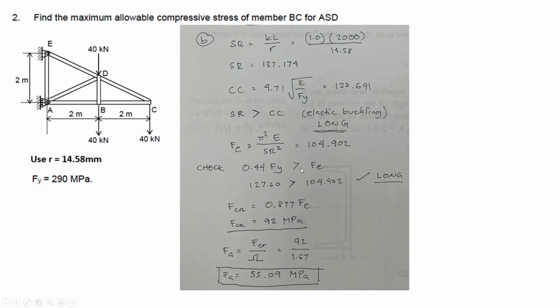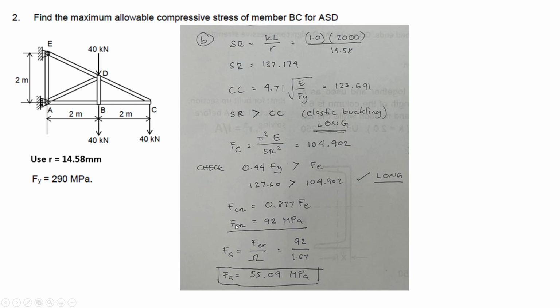Okay? So, going back, since it is long, it is correct. It really is a long column. Now, use the Fcr for a long column. Not the one for the short column, which uses 0.658. Here it is 0.877 times Fe, and you have the Fcr. And since you have the Fcr already, you can now solve for the allowable compressive stress.